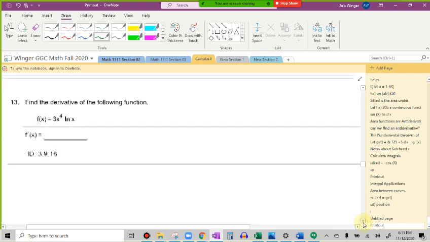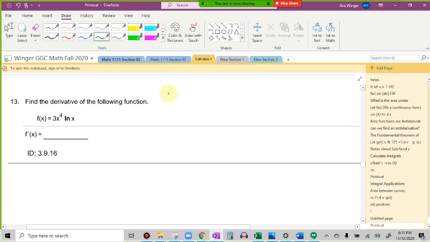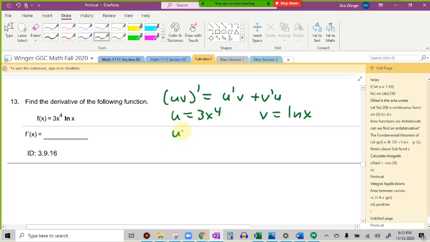Product rule, and also using the natural log. Got to make sure you know the derivative of the natural log. Product rule says the derivative of uv is u prime v plus v prime u. U in this case is 3x to the 4th. V in this case is the natural log, which is why I've given you this one. U prime is 12x to the 3rd by the power rule. V prime, the derivative of the natural log of x, is 1 over x. We'll use the formula.